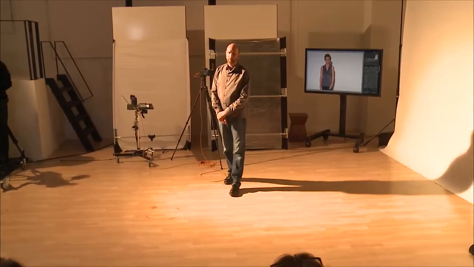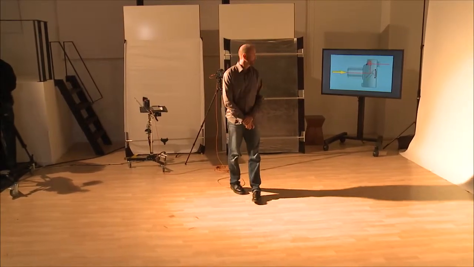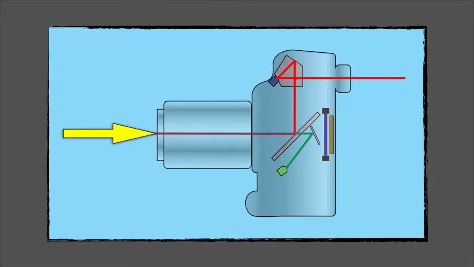So let me show you really quickly how our light meter in our camera works. So when our light comes through our lens, what happens is inside your camera, there is this little mirror right here. And that mirror is what SLR stands for, single lens reflex.